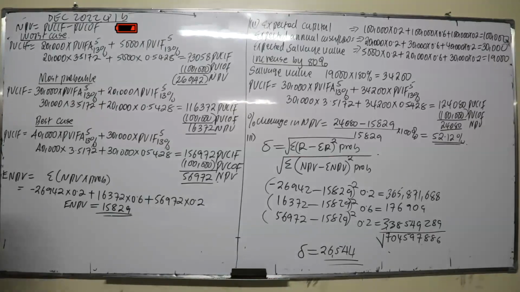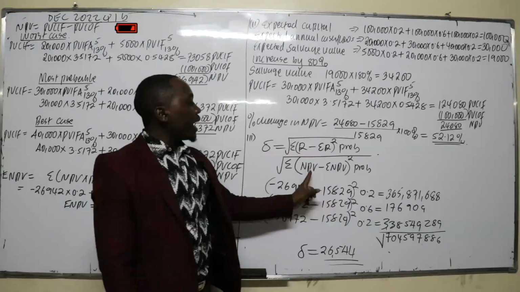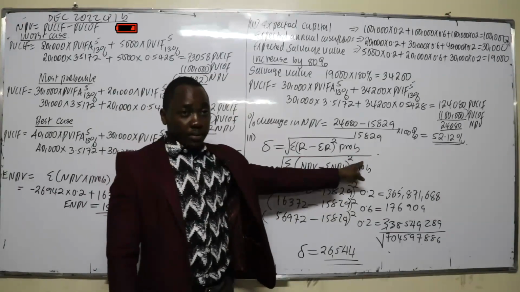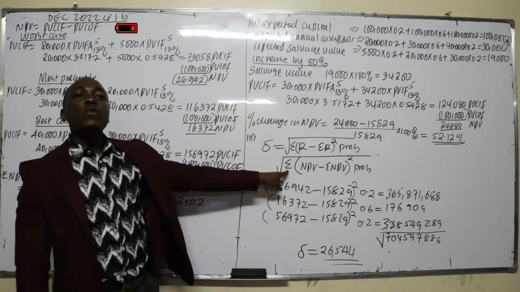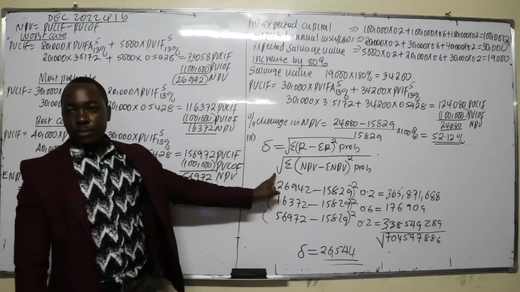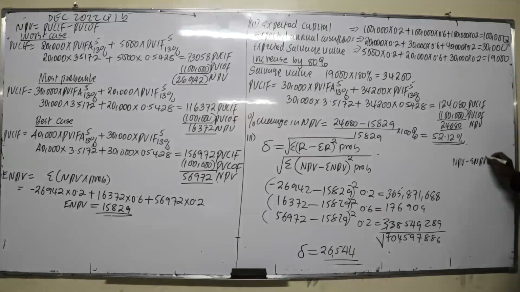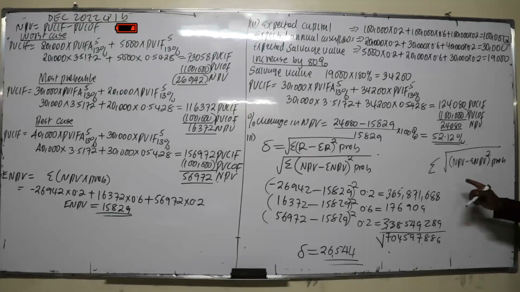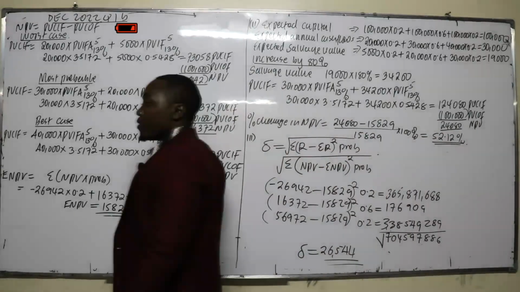Now let me explain something about the formula. This is how the formula works. NPV minus expected NPV, you see it's in brackets. You square. Then you multiply by the probability. You add all of them. Now, what you were doing before, NPV minus expected NPV, squared, times probability, square root, this is not the formula. First of all, you have to add all of them before you get the square root. Good. Now you can comfortably copy.